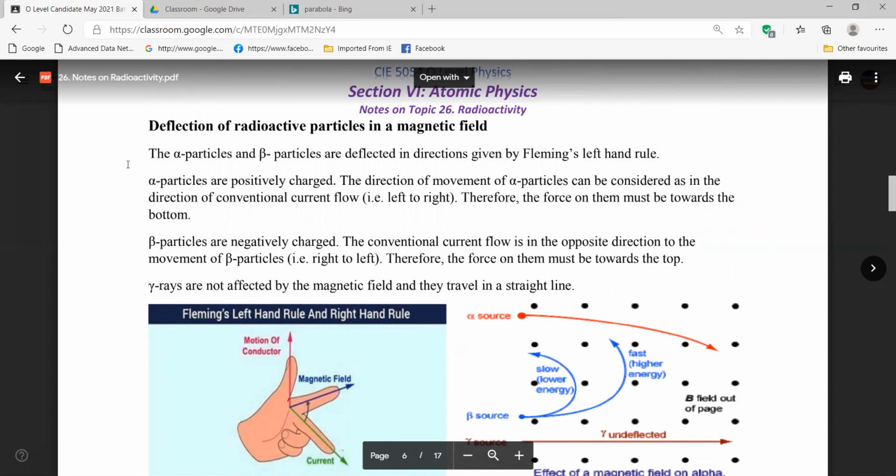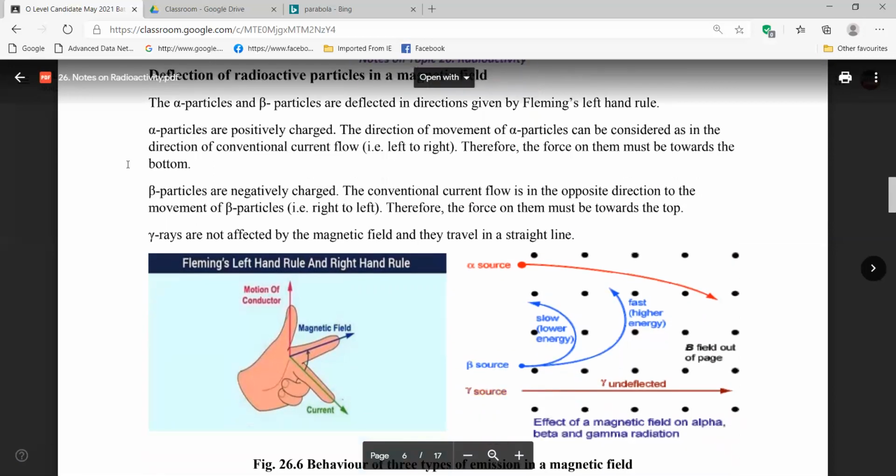The alpha particles and beta particles are deflected in directions given by Fleming's left-hand rule. Alpha particles are positively charged. The direction of movement of alpha particles can be considered as in the direction of conventional current. Therefore, the force on them must be towards the bottom. Beta particles are negatively charged. The conventional current flow is in the opposite direction to the movement of beta particles. Therefore, the force on them must be towards the top. X-rays and gamma rays are not affected by magnetic field and they travel in a straight line.